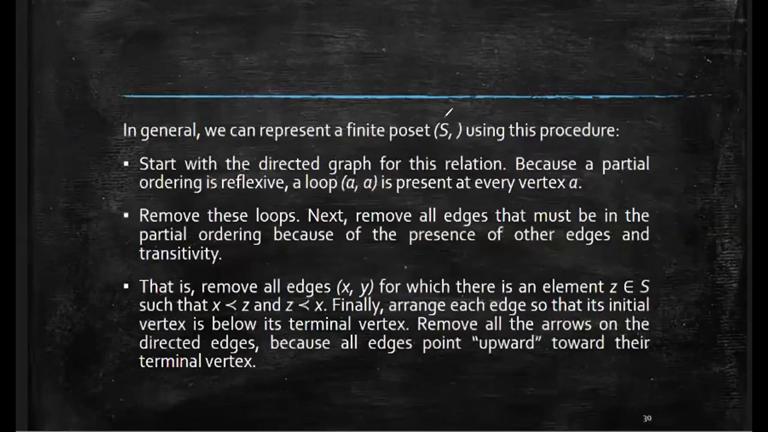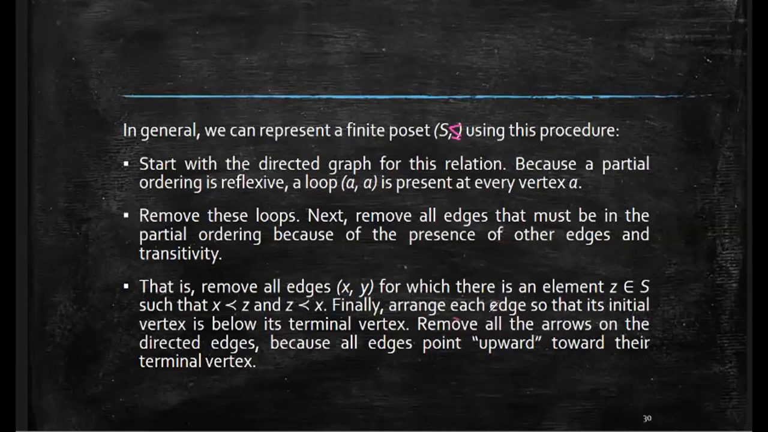In general, we can represent a finite poset by using this procedure. Start with the directed graph for this relation. Because a partial ordering is reflexive, a loop is present at every vertex A. If your vertex is A, a loop is present at every vertex. Remove these loops. Next, remove all the edges that must be in the partial ordering because of the presence of other edges and transitivity. That is, if you have xy and yz, then you can remove xz.